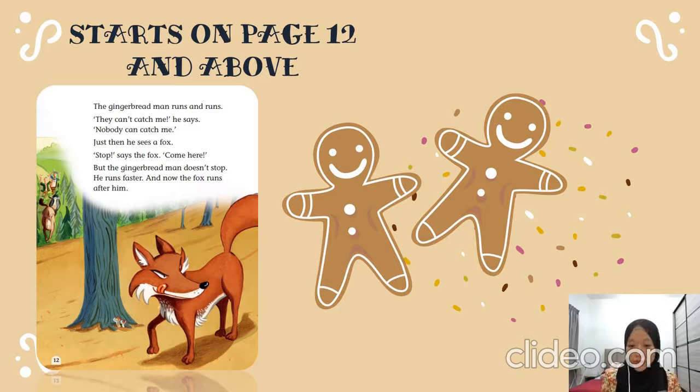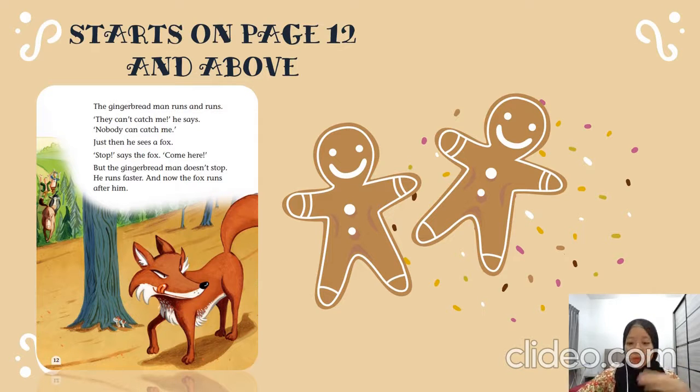So I will tell them that they need to start on page 12, which is about where the gingerbread man met the fox. So I will ask them, where I will give them a situation. If you were the gingerbread man, what will you do? So basically, when I give them the situation, it will somehow initiate their thinking skill where they get to exercise. Oh, okay, so teacher wants me to create another scene if I were the gingerbread man in that particular novel.